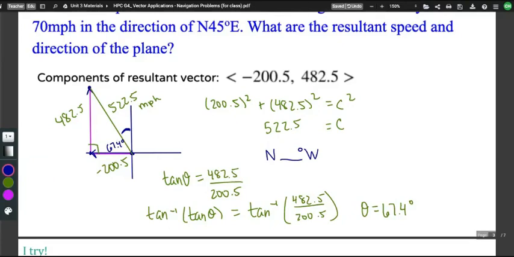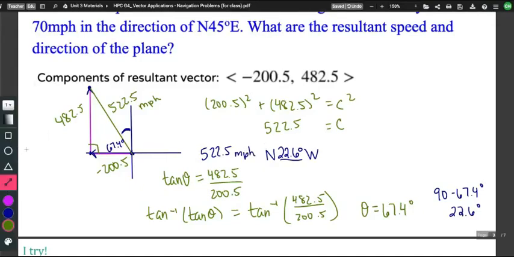So now it's time to recontextualize this problem. I want to communicate this angle from north. And I can come up with the fact that it's 22.6 degrees between my resultant vector and due north. So the direction would be north 22.6 degrees west. This is how I would communicate the answer. 522 miles per hour at north 22 degrees west.